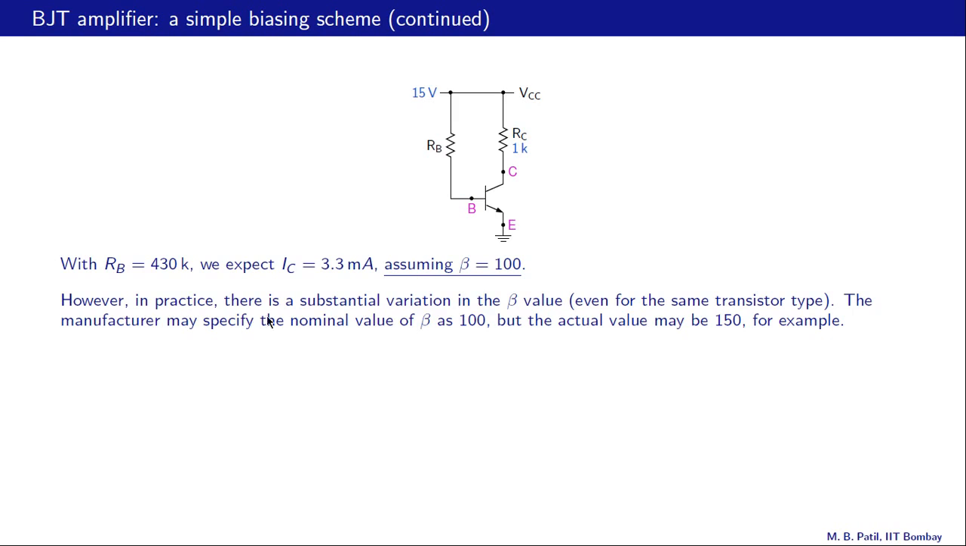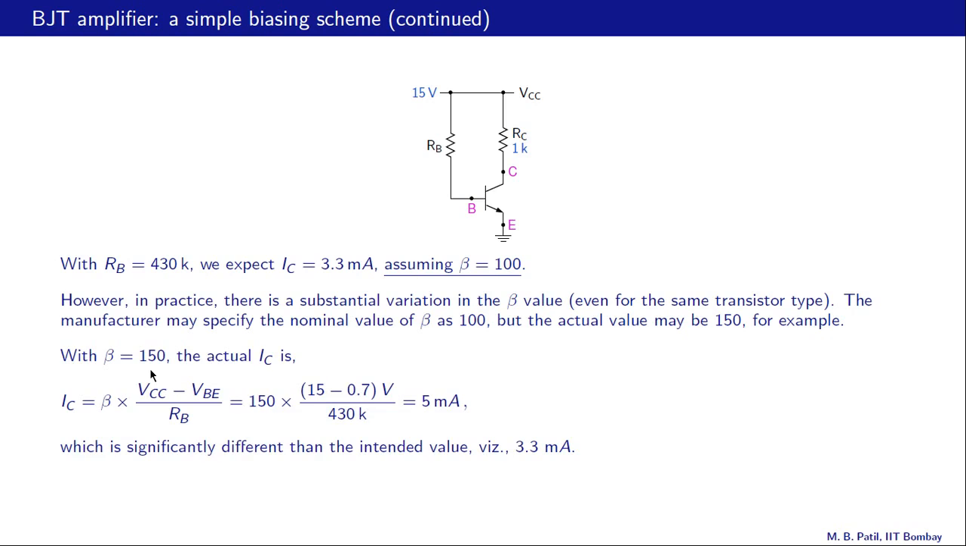In practice, there is a substantial variation in the beta value, even for the same transistor type, such as BC107. The manufacturer may specify the nominal value of beta as 100, but the actual value could be 150, for example. There is a wide variation possible, and that has to do with the manufacturing process for the BJT. So with this very wide variation in beta, can we still trust our numbers? Let us check.